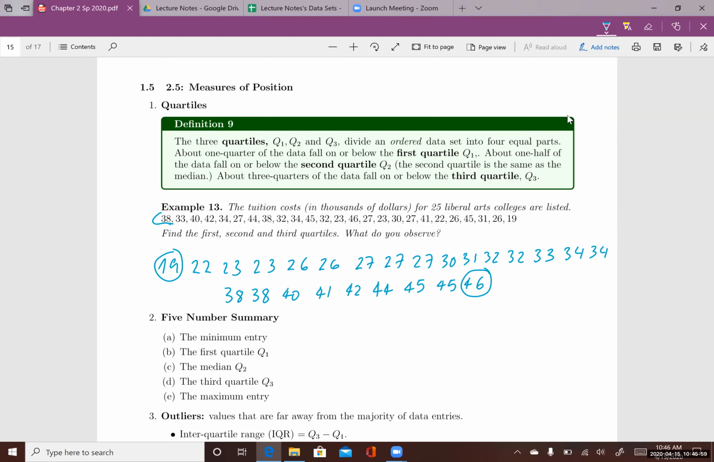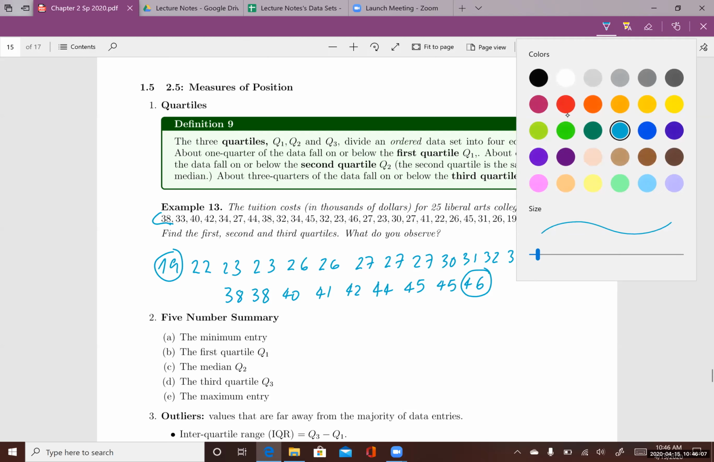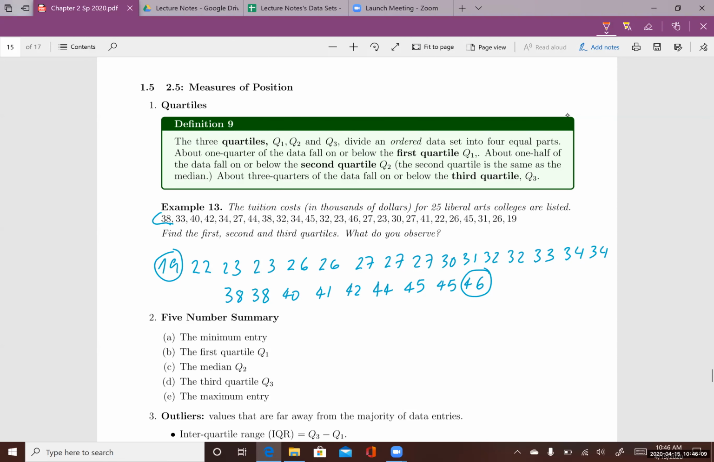So counting 1, 2, 3, 4, 5, 6, 7, 8, 9, 10, 11, 12, 13, the median should be 32. It's the second 32. So this is the median, which is Q2.